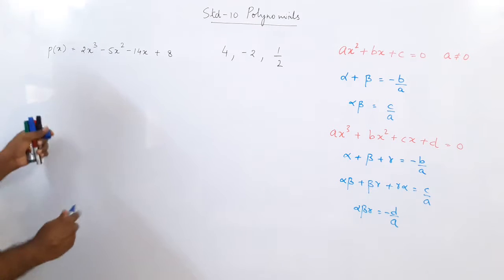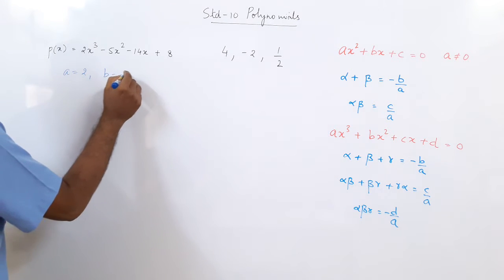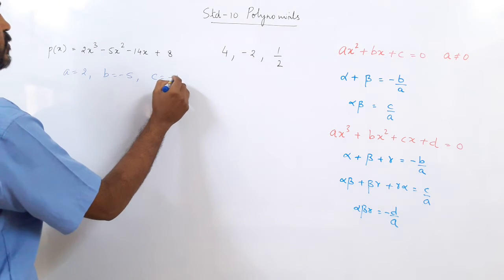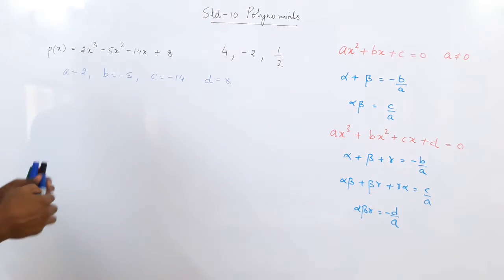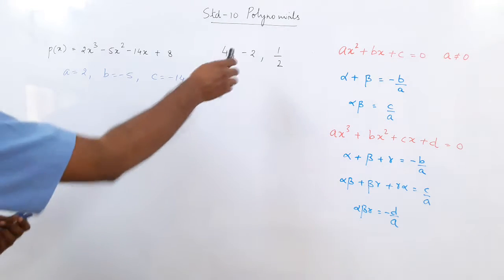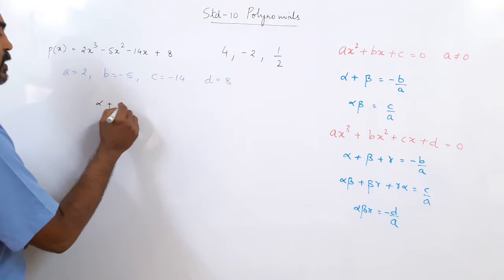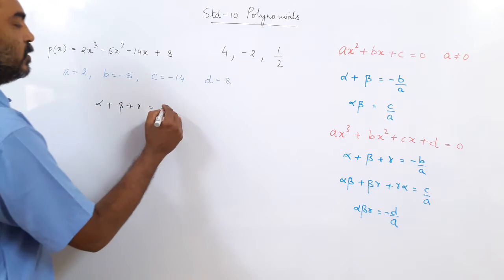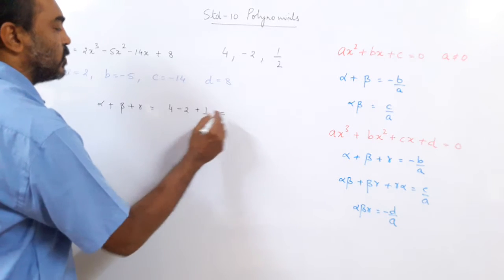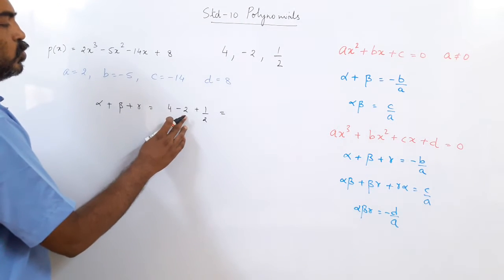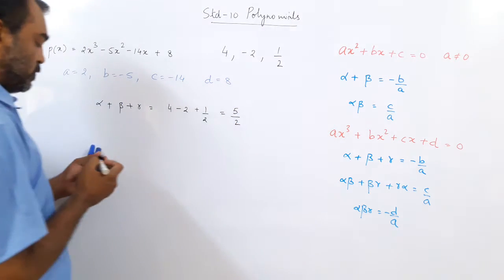We have got a is equal to 2, b is equal to minus 5, c equal to minus 14, d is equal to 8. We have got these four things here. And alpha, beta, gamma is this. So first we'll sum them up. Alpha plus beta plus gamma equal to 4 minus 2 plus 1 upon 2. So 4 minus 2 is 2. 2 plus 1 upon 2 is 5 upon 2.